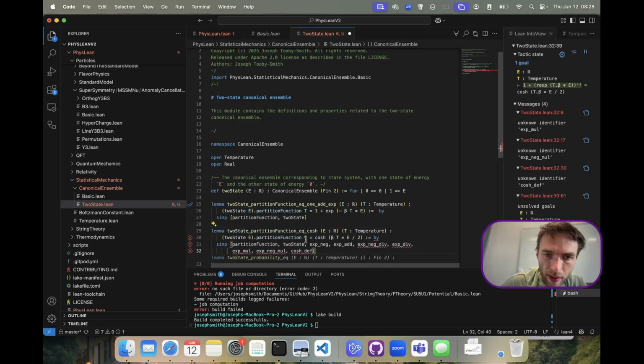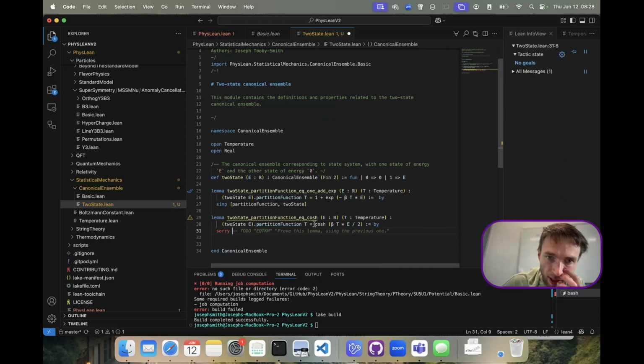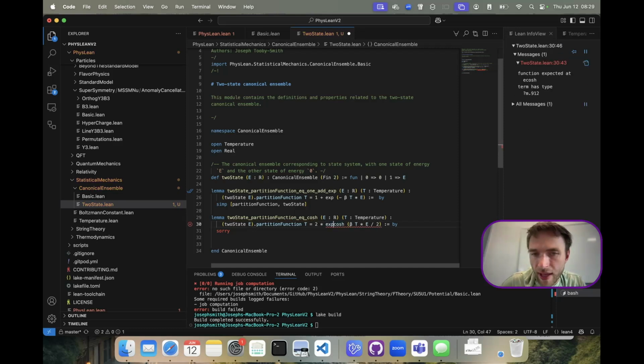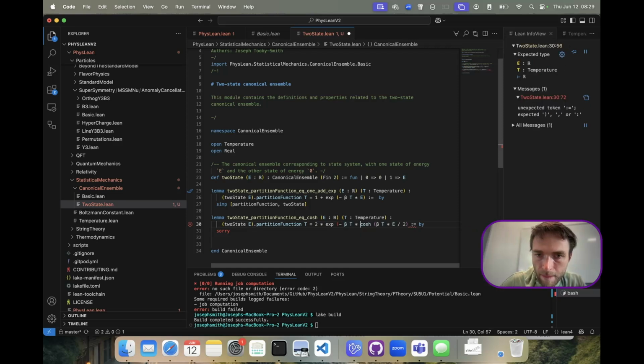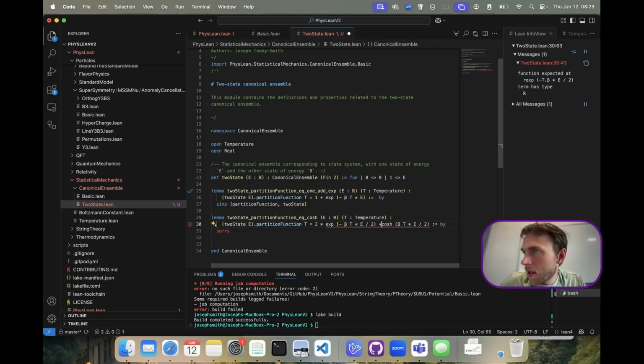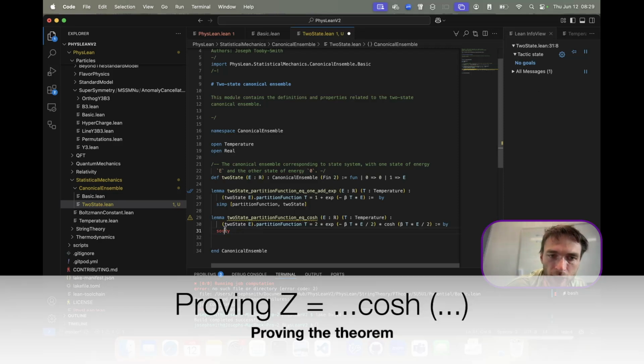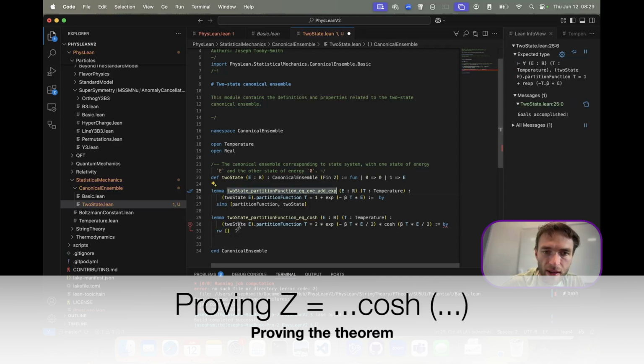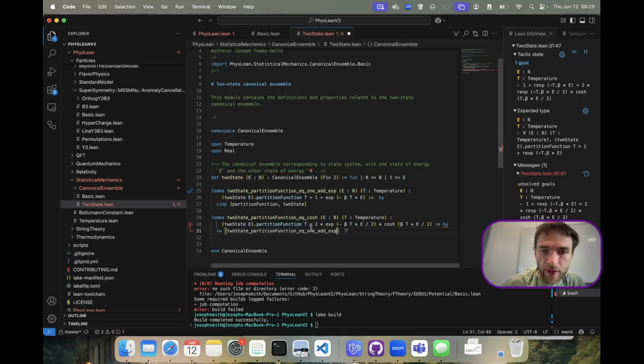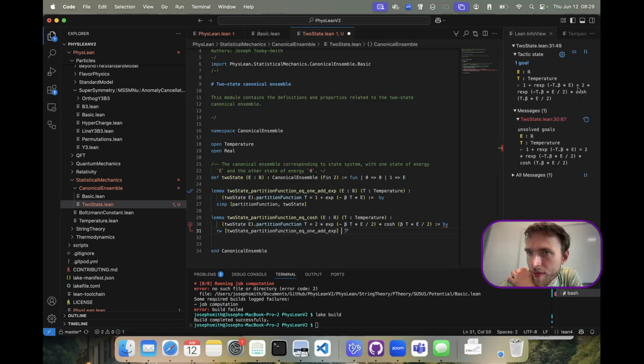And again, we're going to do this thing here. So GitHub Copilot tried to fill it in for us. This is not quite correct because what we really want is this thing here, times E over 2 times cosh of beta E over t. Okay, so this is now what we want to show. The first thing we want to do, because the really good thing about Lean is that you can use stuff you've already shown to show new stuff, is rewrite the left-hand side using this two-state partition function lemma. And that means we now have to show this thing here.